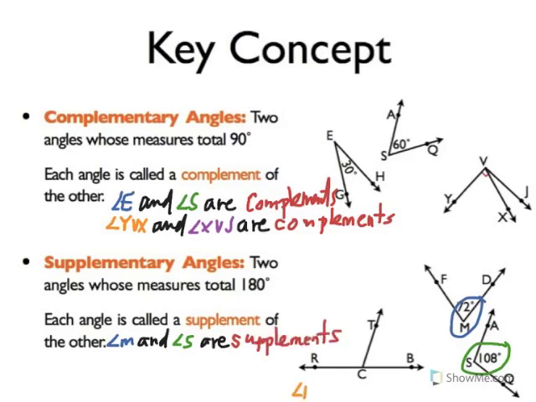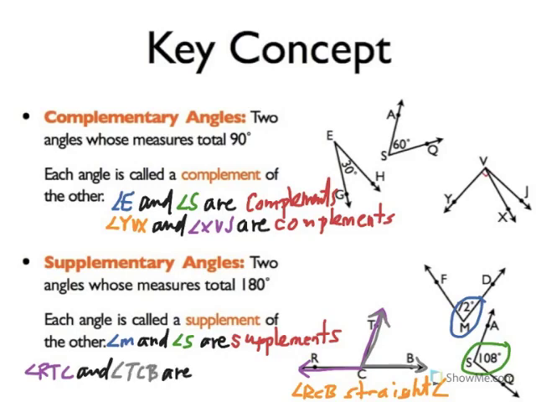Also, take a look at angle RCB. That is a straight angle, and that means that it equals 180 degrees. Therefore, angle RCT and angle TCB, these two angles here, their measures have to total 180 degrees by the angle addition postulate. Therefore, we know that angle RTC and angle TCB are also supplements.